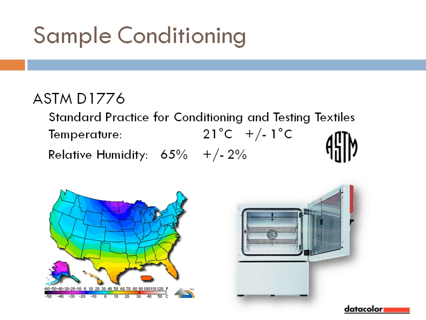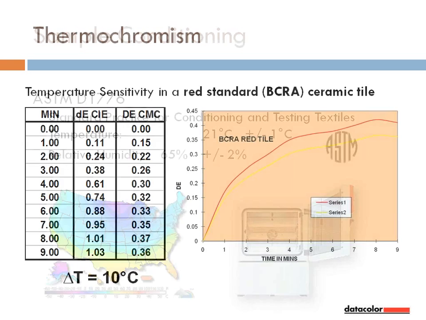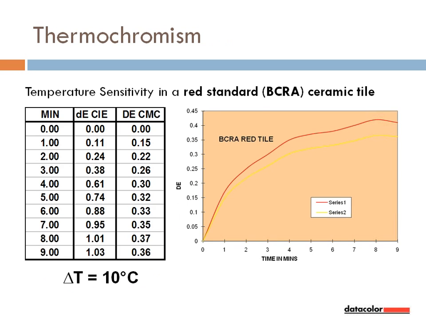How much can environment affect the color? Well, let's have a look. Here's one of the BCRA ceramic tiles, a common reference standard. You can see the measured changes over 9 minutes exposed to a temperature differential of 10 degrees Celsius.